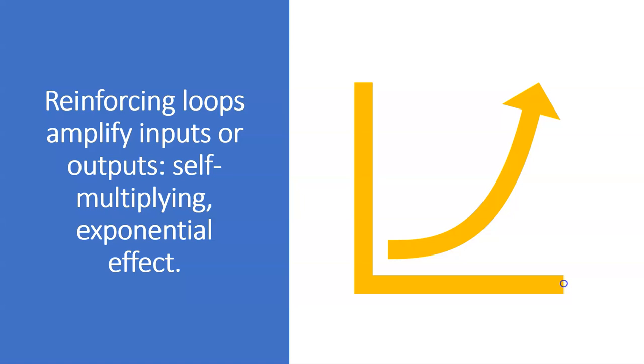Reinforcing loops, the meaning of that is amplification. So reinforcing loops amplify the inputs or outputs, the effect. So they're self-multiplying and they have this exponential effect. Generally it would either go up or down, and it's not meant to be a value statement of up being better or down being worse. It really is just directional. Whatever the inputs coming in are reinforcing the direction that it was already headed. Of course, there might be a little bit of variability as it goes up, but generally speaking, that direction is maintained, whether it's going up or going down.